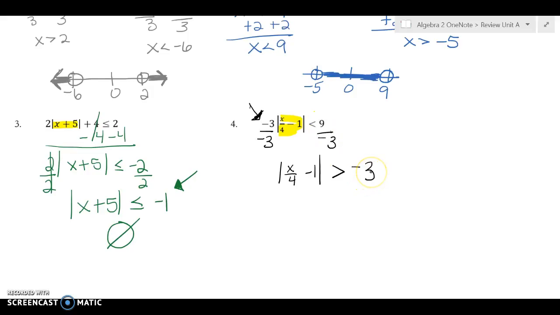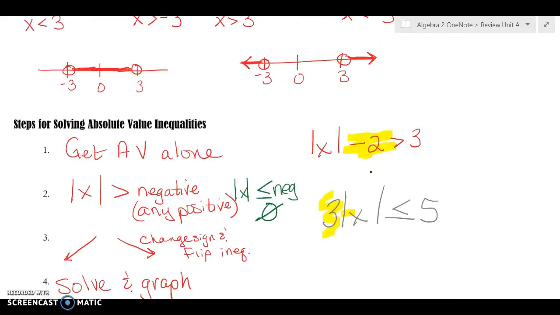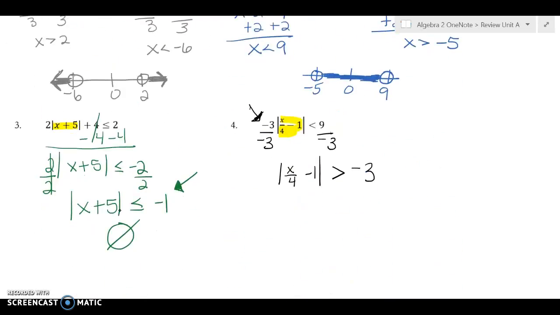Now, since I have a negative, I'm going to go back and look at my rules. And look, it has to be greater than a negative, which it is. So this one I can do. So I'm going to break it down. And it's going to be x over 4 minus 1 greater than negative 3. And x over 4 minus 1 less than positive 3.